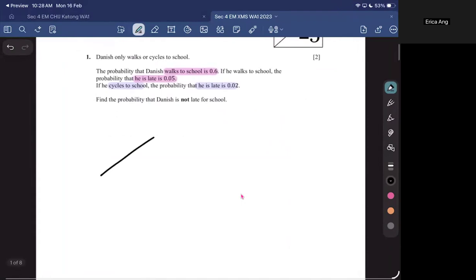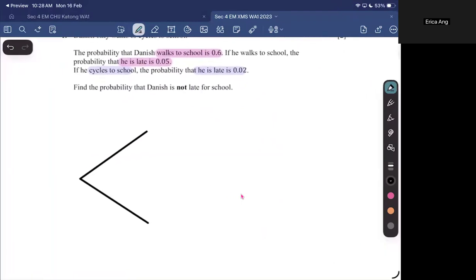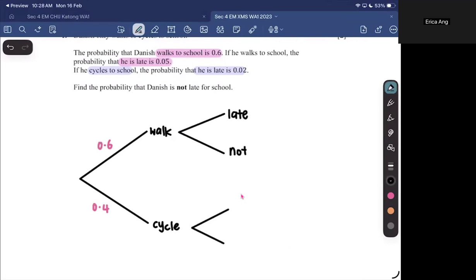Okay, so what we're going to do is first talk about the mode of transport. He will either walk or he will cycle. The probability of him walking is 0.6, so if he cycles, it'll be 1 minus 0.6, that's 0.4, correct? Then after that, when he walks and cycles, he will either be late or not late.